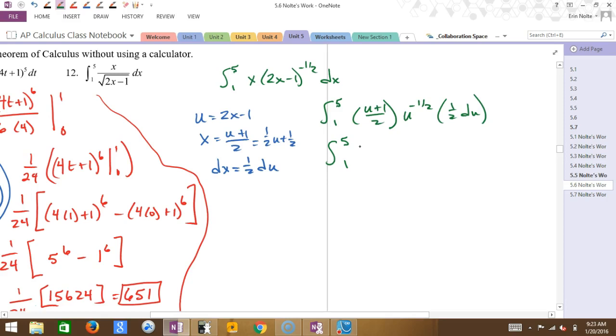Do you see that 1/2? So if I pull out 1/2 and another 1/2, what do I have in the front? 1/4. Okay, so I have a 1/4 in front, and what I have left is u plus 1 and u to the negative 1/2 du. Good there?